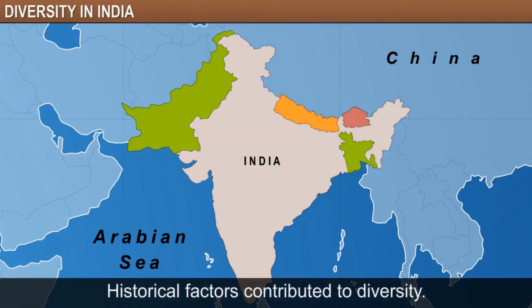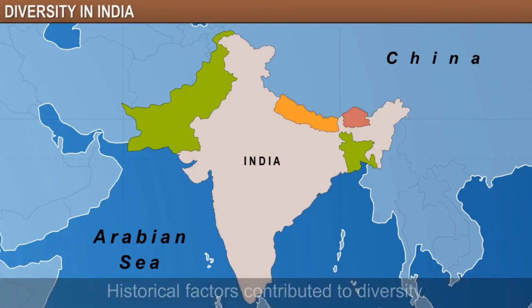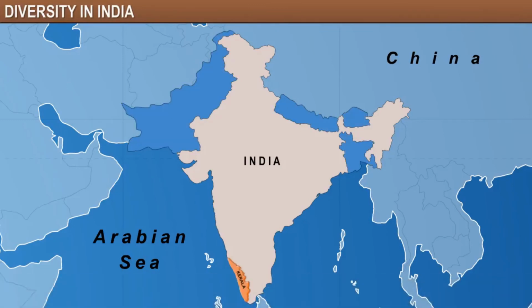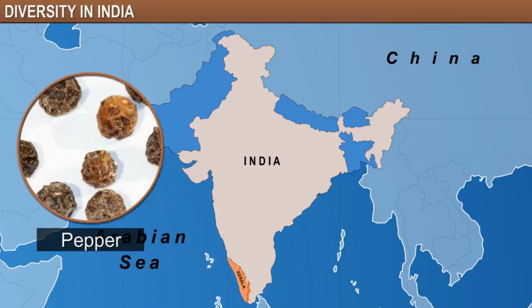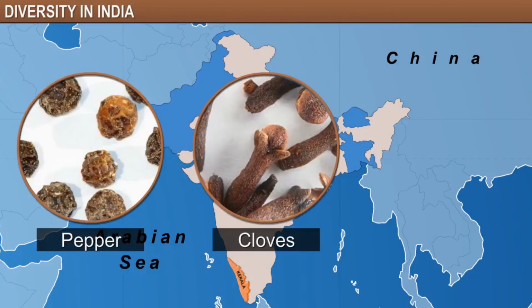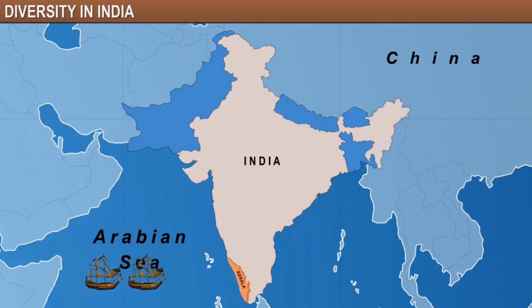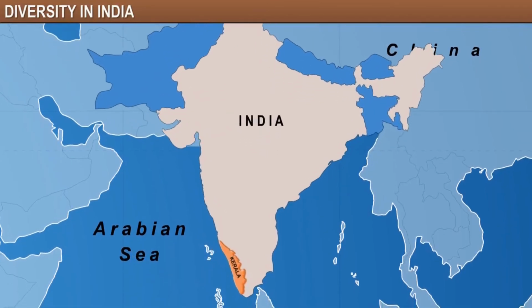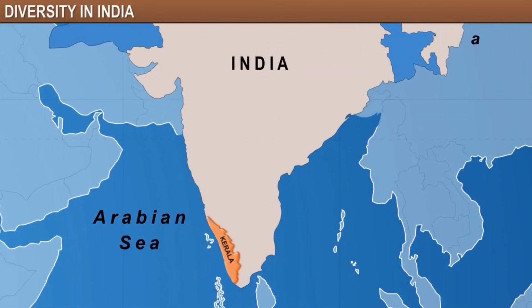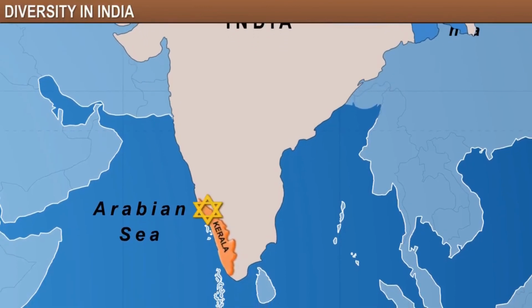Even historical factors have contributed in shaping India's diversity. Take the instance of Kerala. It was renowned the world over for its spices like pepper, cloves, and cardamoms. This attracted the attention of many traders, including Jewish and Arab traders. As a result of their influence, people started practicing Judaism and Islam.